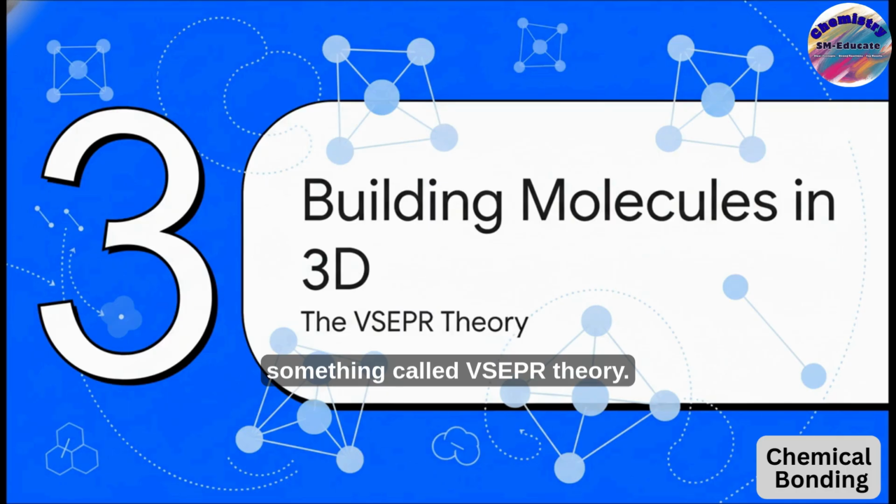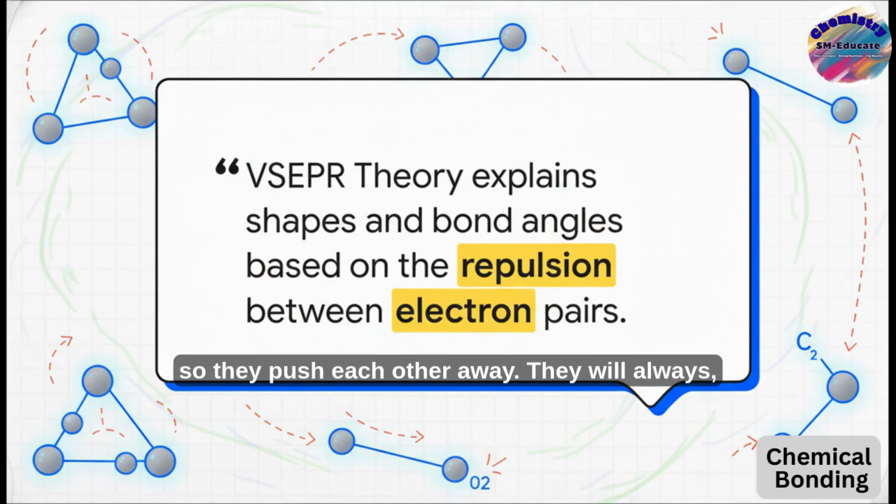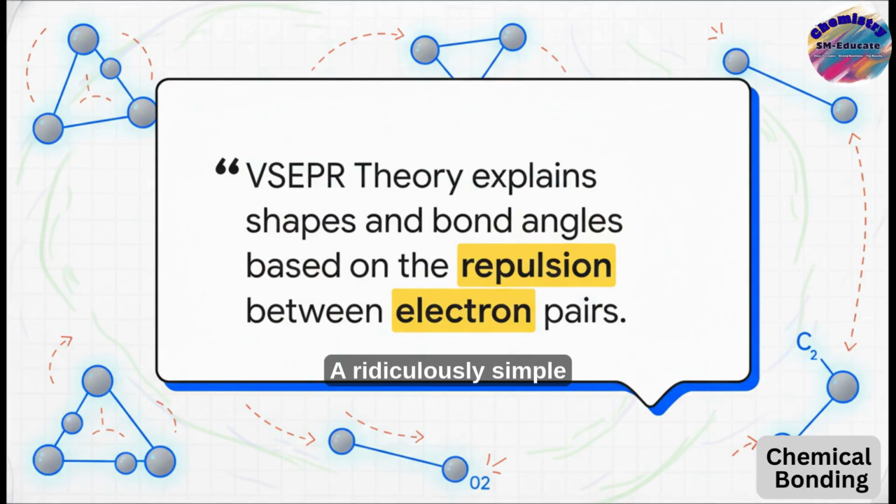VSEPR theory. VSEPR stands for valence shell electron pair repulsion, but here's the real aha moment. The core idea is incredibly simple. Electron pairs are all negatively charged, so they push each other away. They will always arrange themselves around an atom to be as far apart as possible. That's it. That is the entire theory. A ridiculously simple idea with massive consequences.